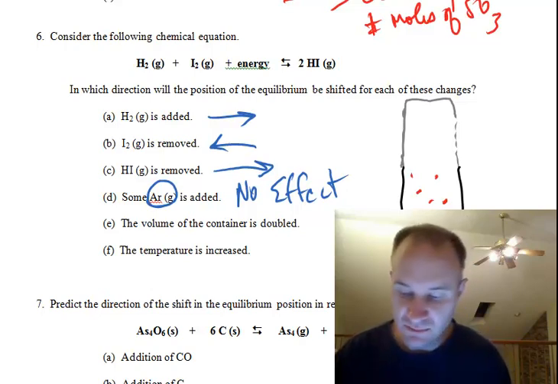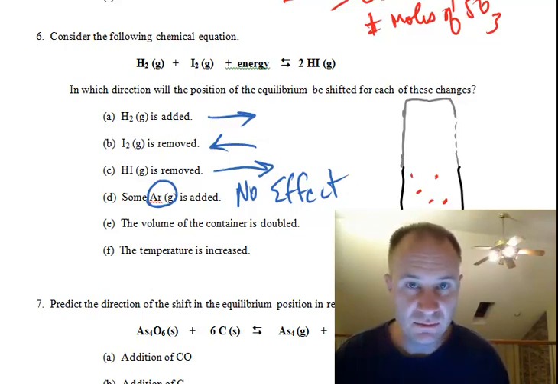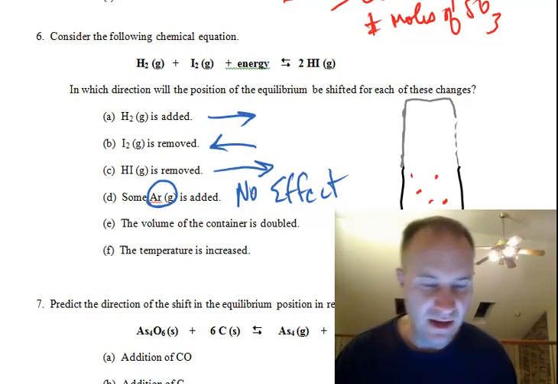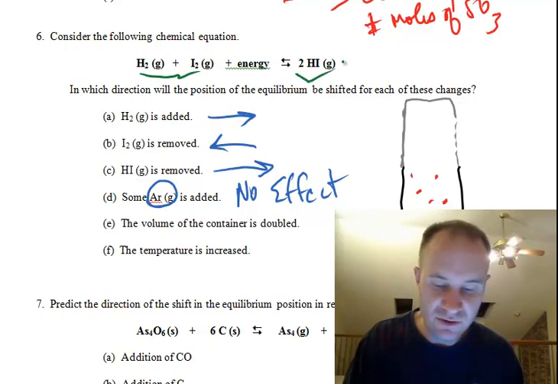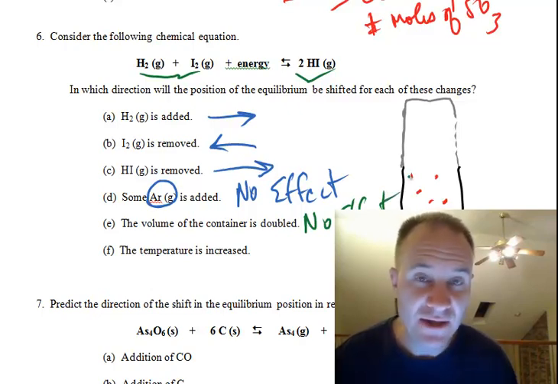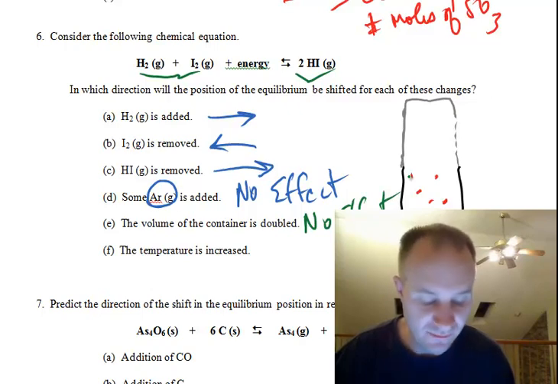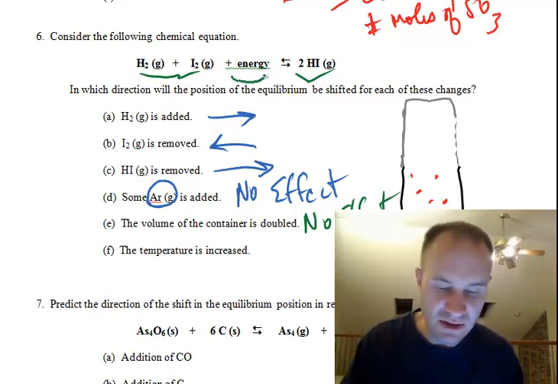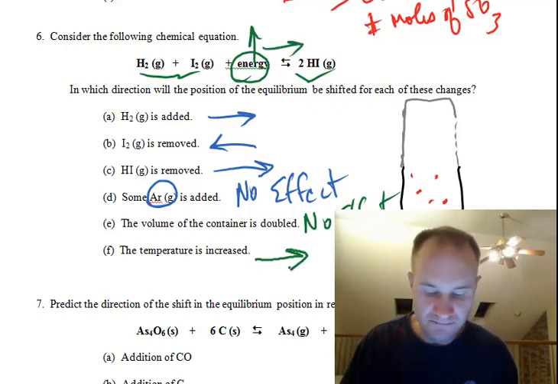And if we decrease the pressure, that impacts the number of gas molecules. The number of gas molecules, or the pressure of the gas molecules, turns out we have 2 and we have 2. Therefore, since the moles of the gases are the same, no effect. If the temperature is increased, it's going to go to the right.